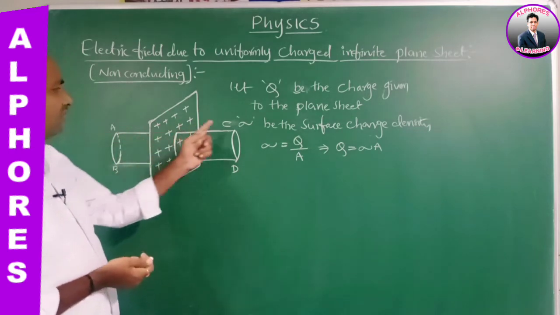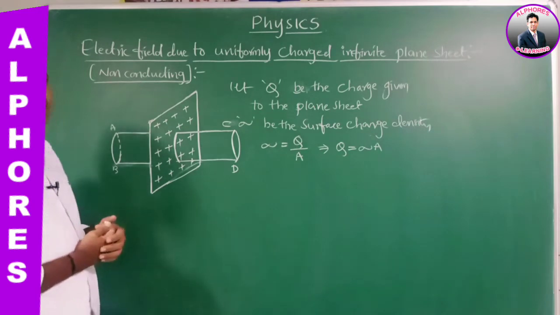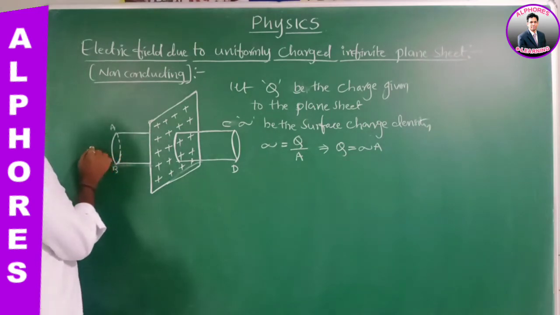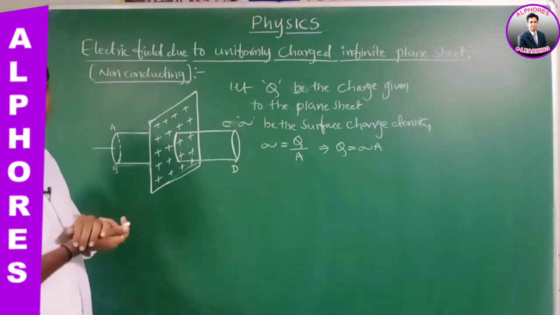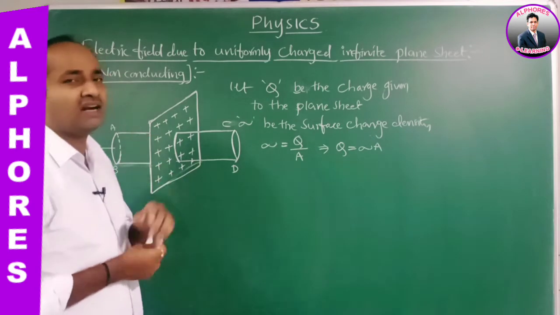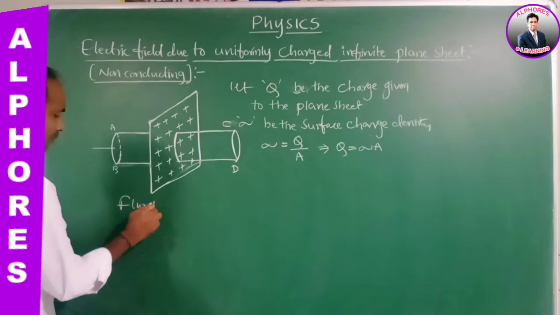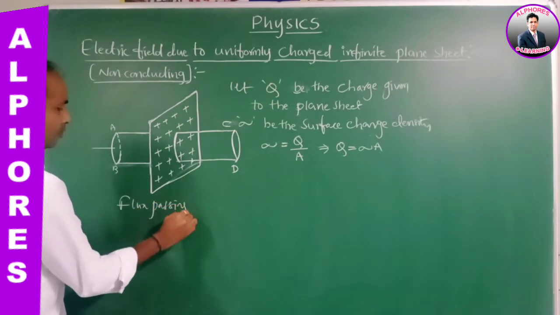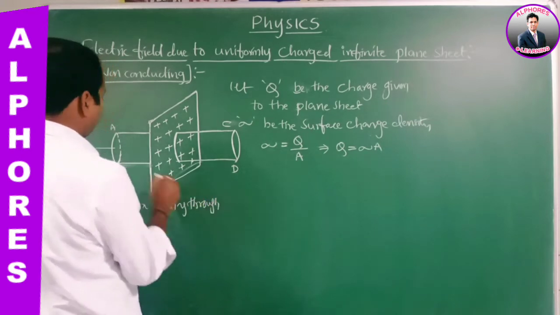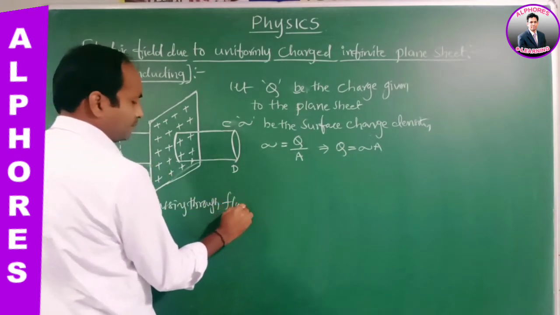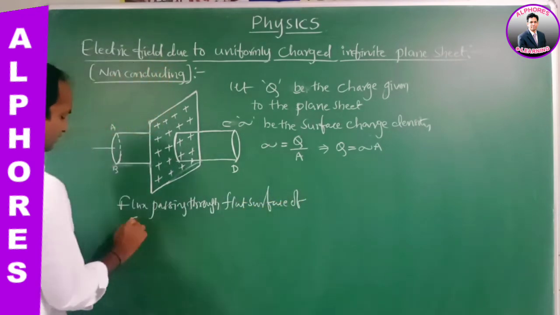What is the remaining curved part? ABCD is the curved part of the cylinder. The direction of AB is normal and away. First of all we should calculate the flux passing through the first flat surface of the cylinder, AB.